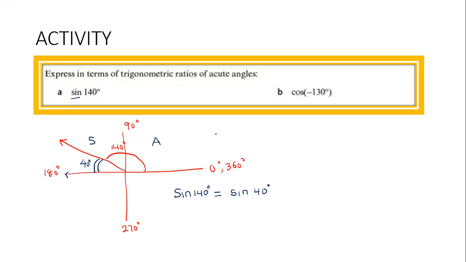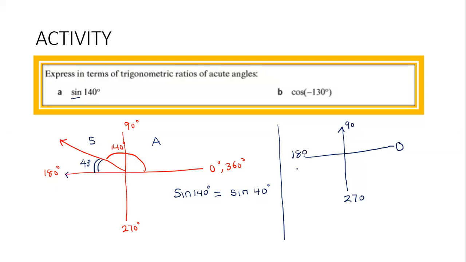Very good. Now we go to the second one. So the second one, you have cos negative 130. You come slowly, then you are going to draw. And you say, this is 90, this is 0, this is 270, and then this is 180.